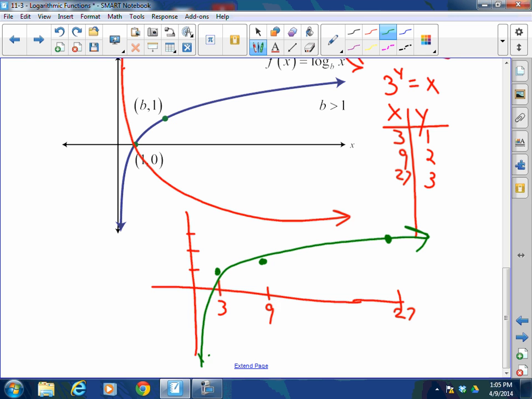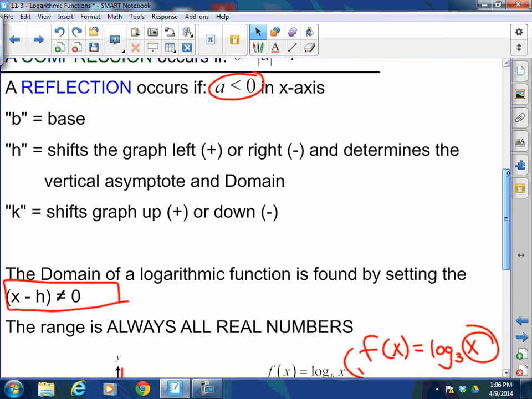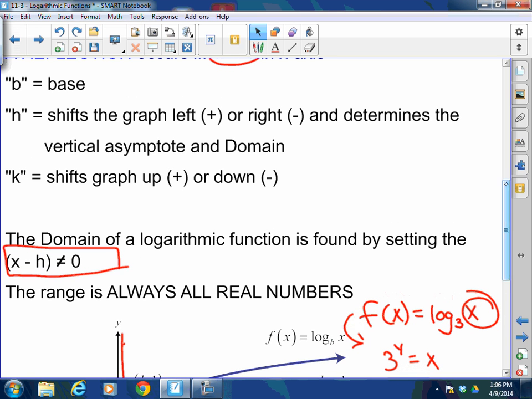You're going to get really close to the y-axis, but you're never going to hit it. It can cross into the other quadrants if I have a shift. That's why, if you notice, my domain or my vertical asymptote is x minus h cannot equal 0.